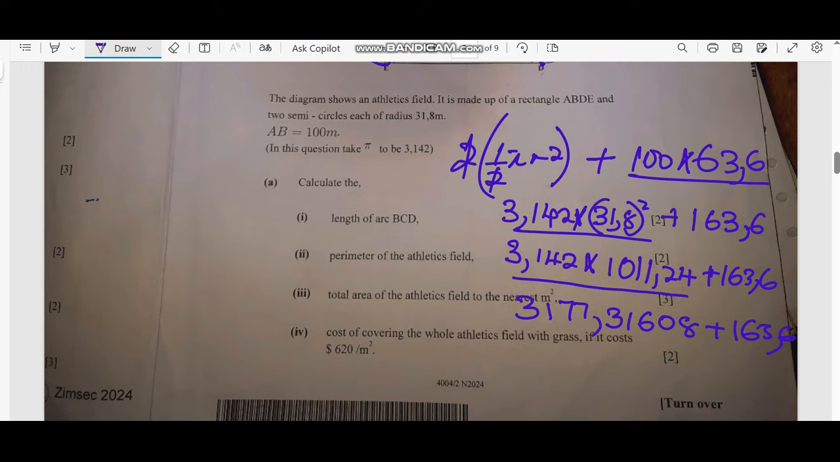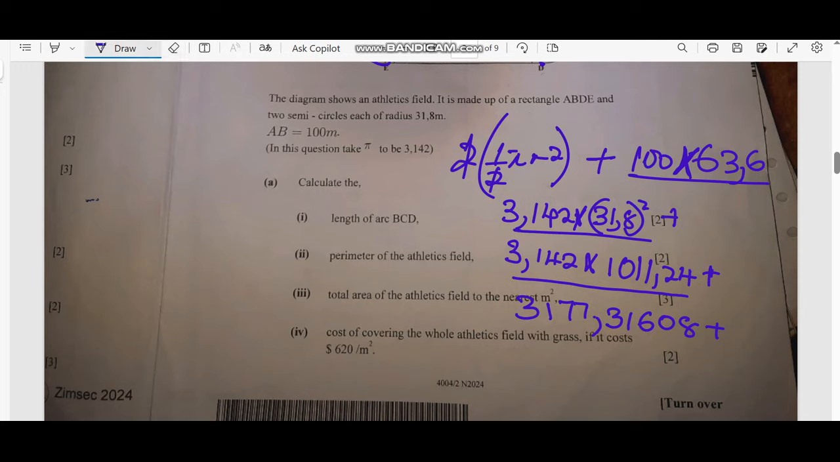Oh, okay. I see a mistake I made. I added here instead of multiplying. It's multiplication, not addition. All right, let me just redo it. Let me erase this part because it's multiplication, not addition.